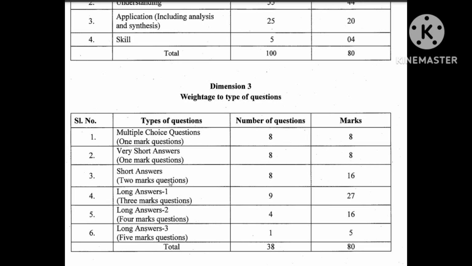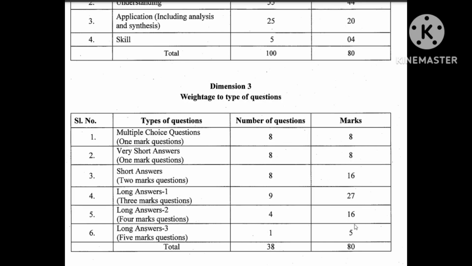And 2 mark short type questions, you're going to get 8 questions. So 8 twos are 16 marks. And long answer type 3 mark questions, you're going to get 9 questions. So 9 threes are 27 marks. Long answer type 4 mark questions, each carries 4 marks. Such questions you're going to have 4 questions, that carries 16 marks. And long answer type you're going to get only one question, carrying 5 marks. And this question, my dear friends, probably is going to come from the chapter of surface areas and volumes. So the total number of questions is going to be 38 and marks are 80.